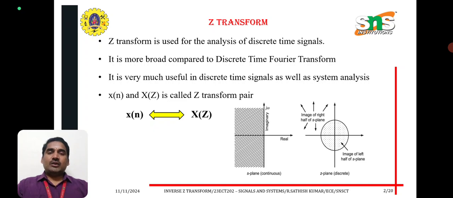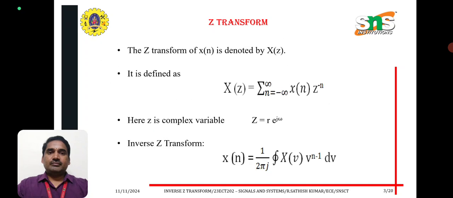This is the ROC of Z transform, that is the S plane and Z plane. The Z plane can be represented by a circle. The S plane is in terms of the Laplace transform. Z transform of x(n) is denoted by X(z). X(z) is equal to summation n equals minus infinity to plus infinity x(n) into z power minus n, where z is a complex variable, z is equal to r into e power j omega.